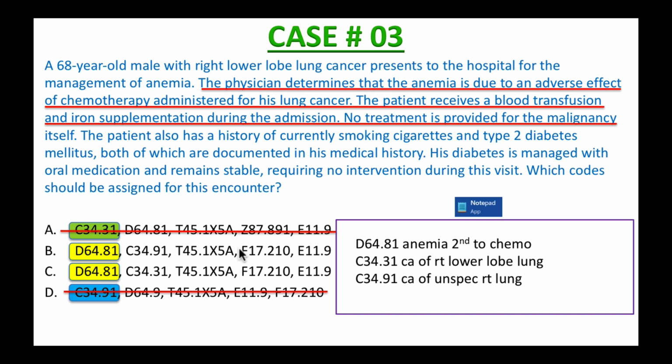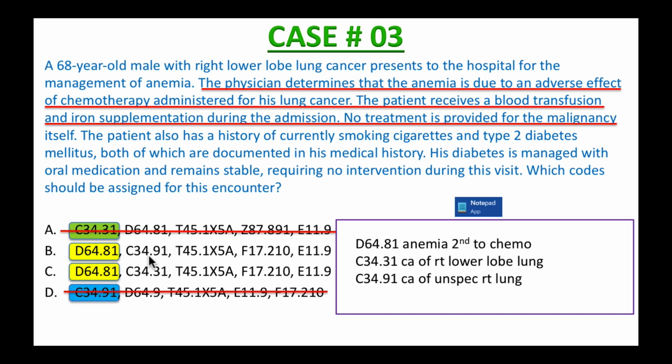Based on this coding guideline, we need to report the following code, T45.1S5A, for the adverse effect of the antineoplastic drugs. However, both B and C have T45.1S5A, so we cannot use this code for our process of elimination. Therefore, we have to focus on the second column group of codes.